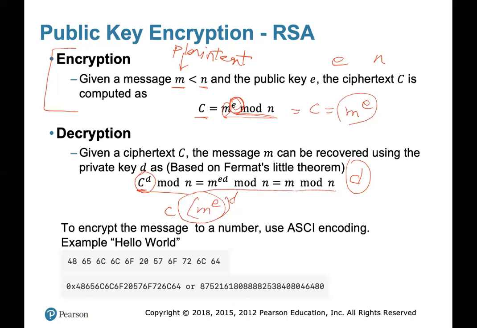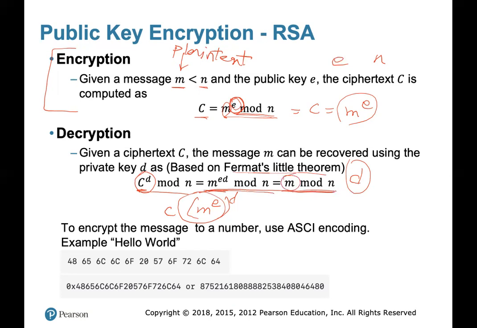There is a theorem here that I'm not going to go into the details of, called Fermat's Little Theorem. It's not a complicated one, but I thought it might not be of interest to our class, so I didn't put the theorem here. But that theorem proves that m to the power of ed mod n equals m mod n. And remember, m was our plain text.